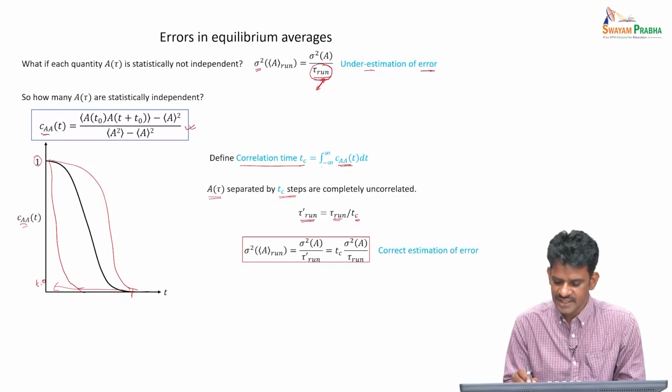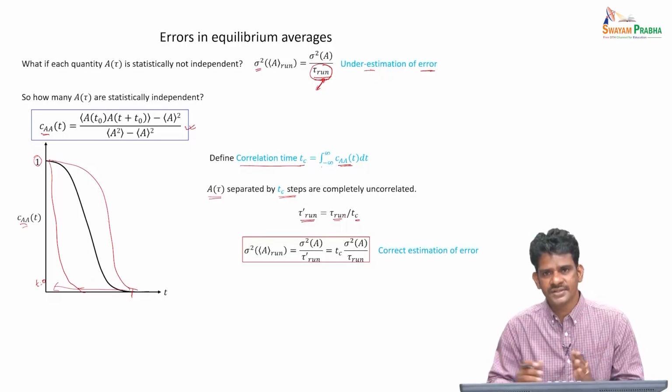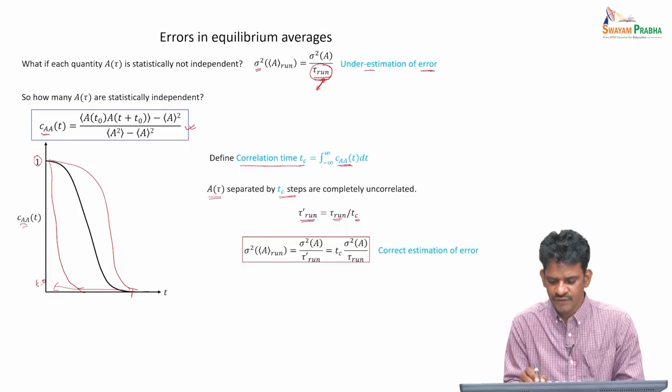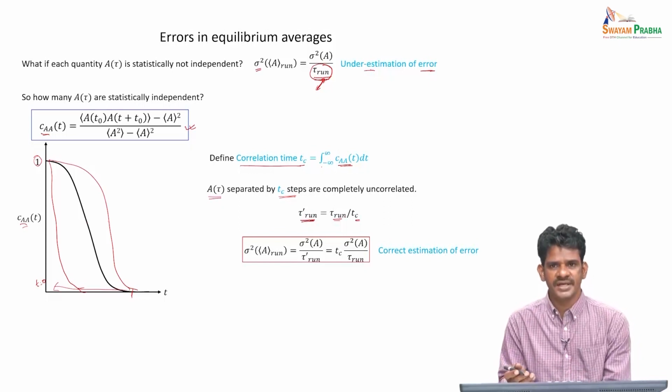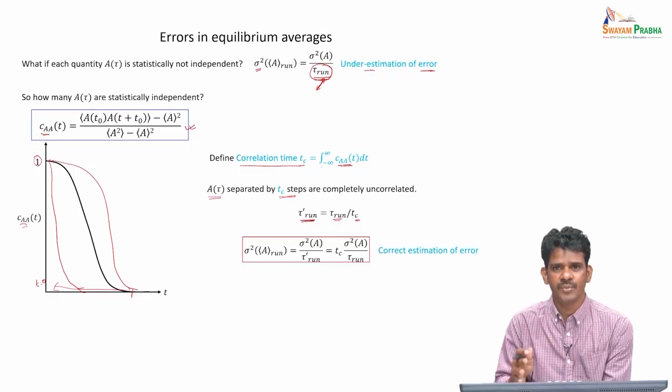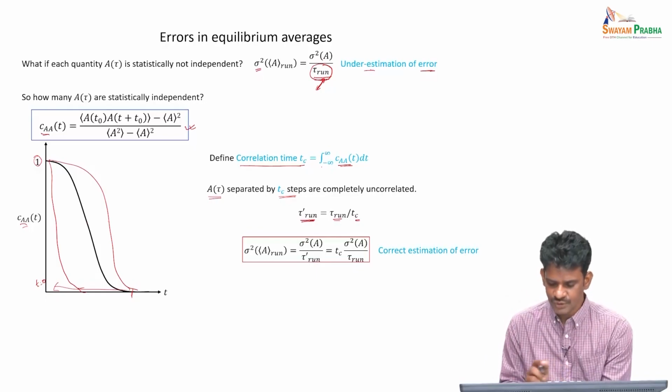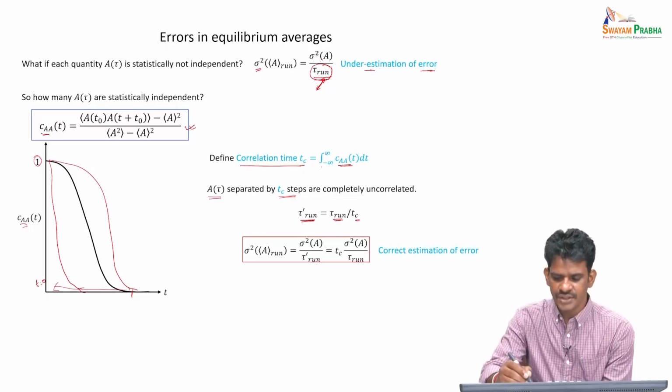So even though you might have 1000 data points, if the correlation time itself is 10 data points, then the effective number of data sets will be 1000 by 10, which is 100. Only 100 data points are effectively uncorrelated out of all these 1000. So we make this correction in this equation.